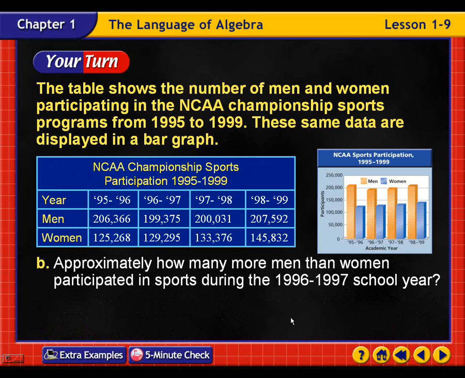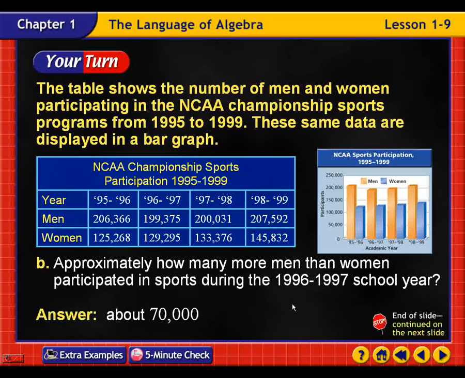Approximately how many more men than women participated in sports in the 96-97 year? Well, again, let's take a look. 96 is at about 130, I would say, and then this is just above 200, so I don't know, 70,000? Yeah, about 70,000. And we're just asking for an approximate, so that's good enough.